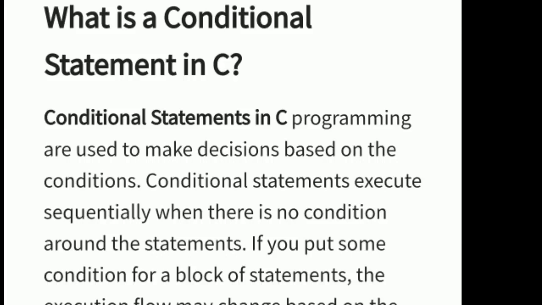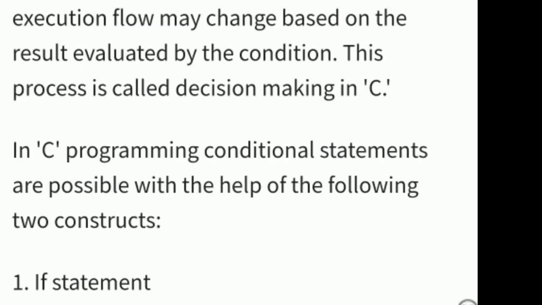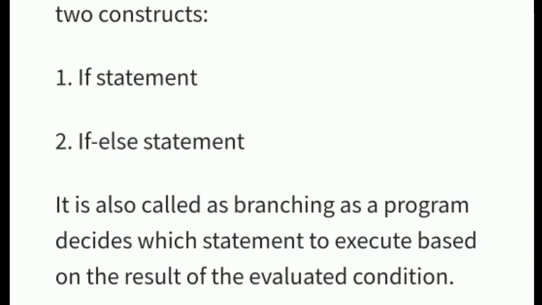Today we have discussed control statements in C. There are different control statements: decision making or branching, the second one is the looping statement, and the third one is the jumping statement. The decision making branching statement is also known as a conditional statement.